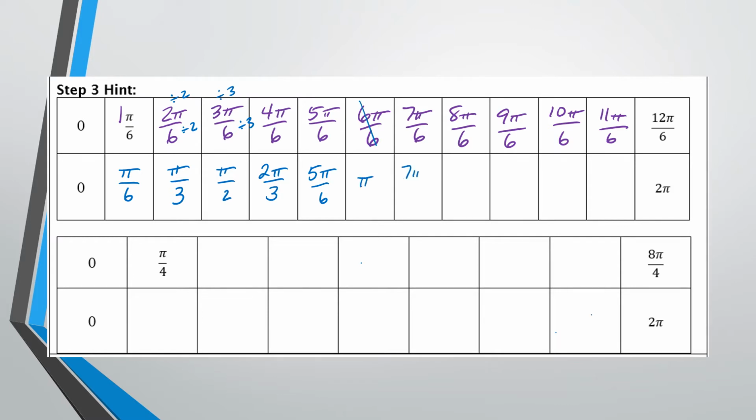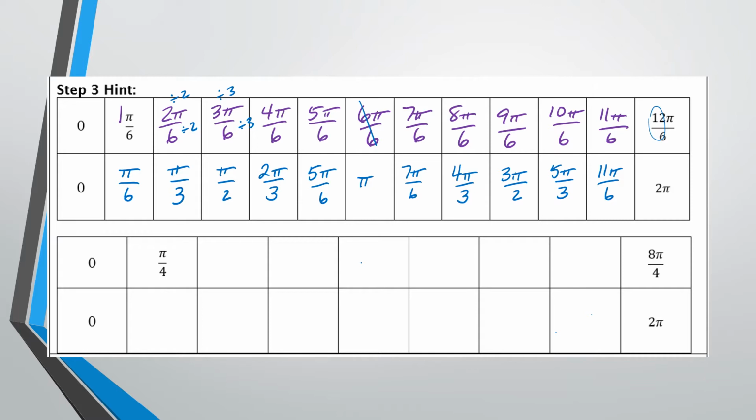7 pi over 6 doesn't reduce. 8 and 6 are both divisible by 2, so that would turn into 4 pi over 3. 9 and 6 are both divisible by 3, so this would be 3 pi over 2. 10 and 6 are both divisible by 2, so that's 5 pi over 3. And then 11 pi over 6 doesn't reduce, so we're going to leave it as 11 pi over 6. And then 12 pi over 6, the 12 and the 6 divide and give you 2pi. So these blue things are what you're actually going to write on the unit circle, but you can use what I wrote in purple to get you there.